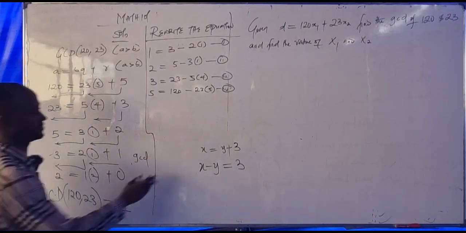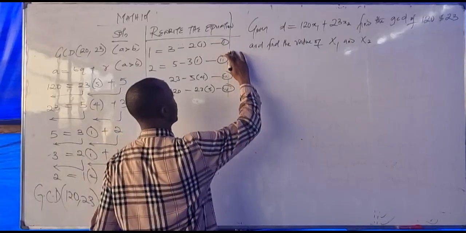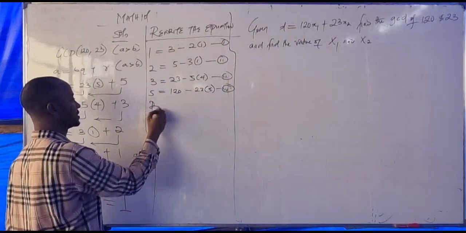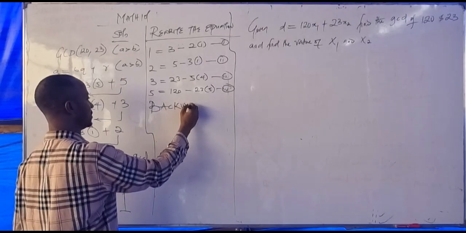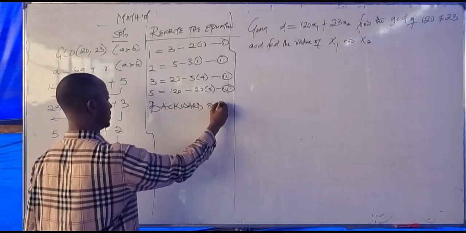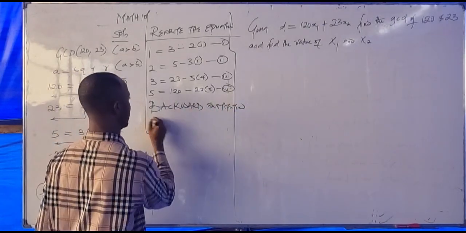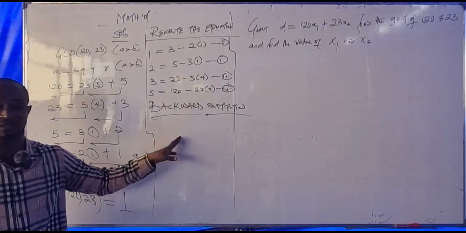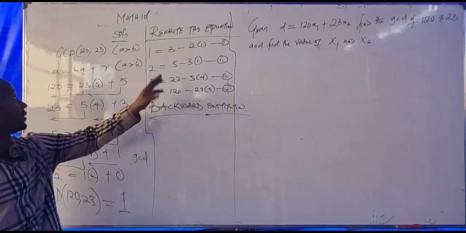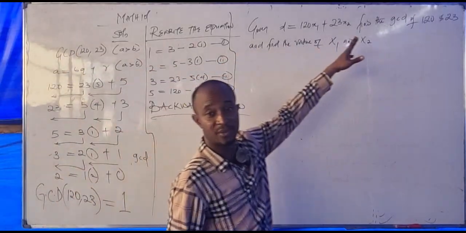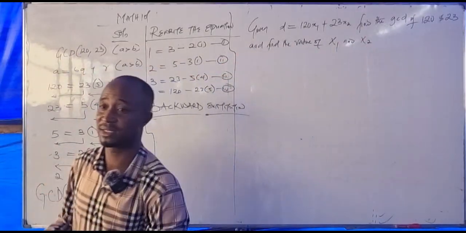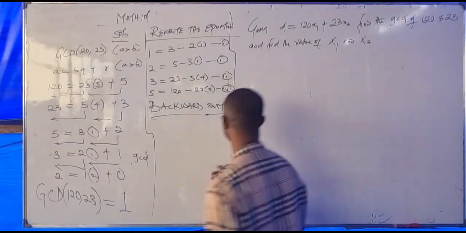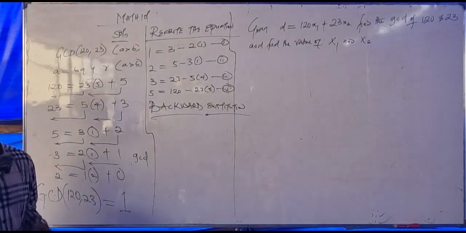Yes. Please pay attention. Next, we have to conduct what we call backward substitution. This is what you'll be seeing in your exam. Not all those ones. Find GCD. They will only give you an equation like this. They'll say find the GCD of the two numbers and find their unknown. Are you getting it? Okay, now let's proceed. Now, backward substitution.